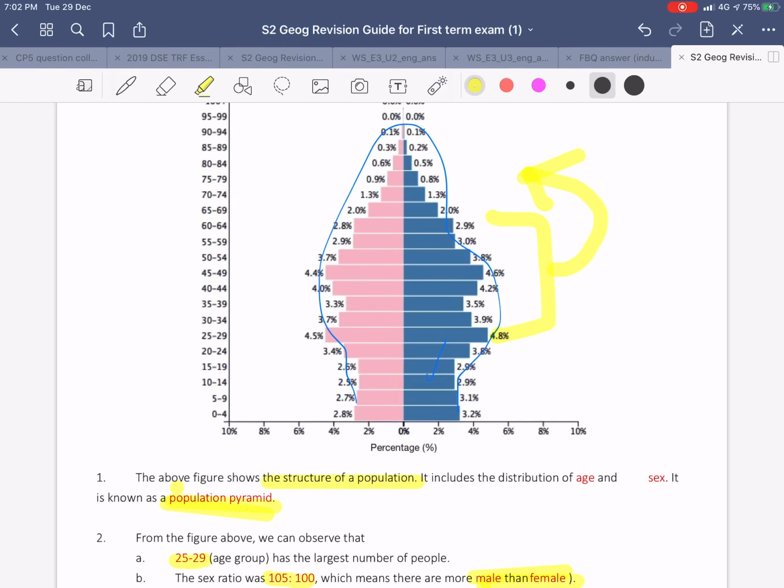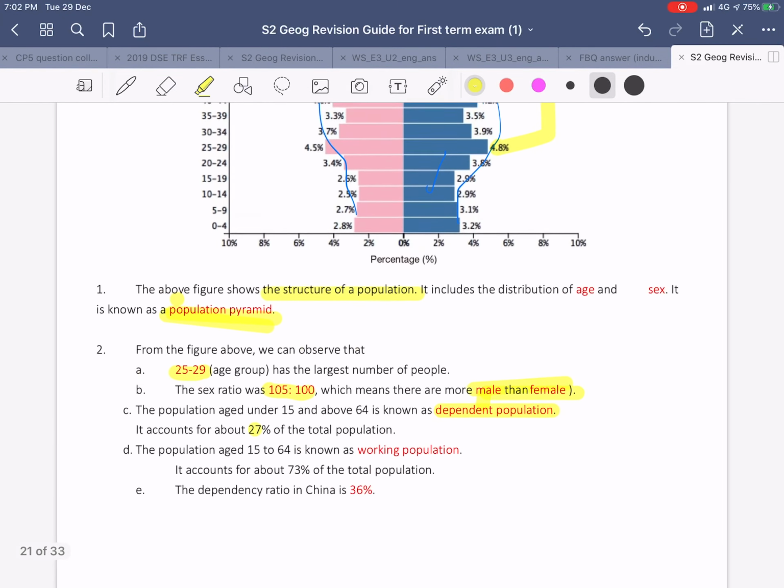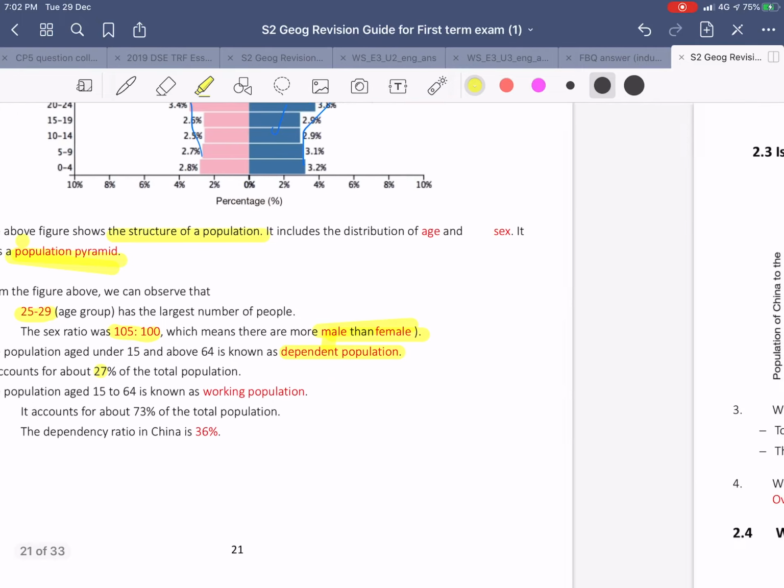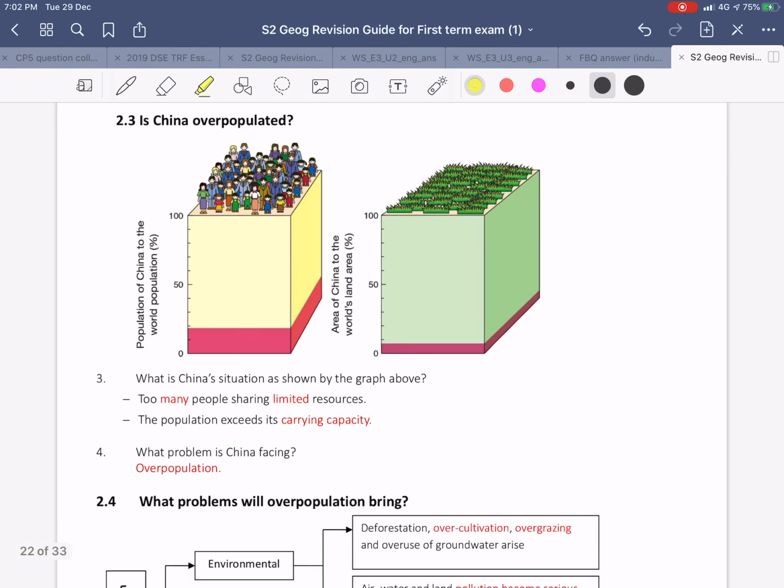So accordingly, this generation is going to be a dominant population, and then more cost will be provided for the taking care of the elderly, so it can be projected. Okay, so how about, is China overpopulated? Yes, for sure, because too many people are sharing limited resources, and the population is exceeding the carrying capacity. 地少人多啦, in short, which is talking about too little land and too many people.